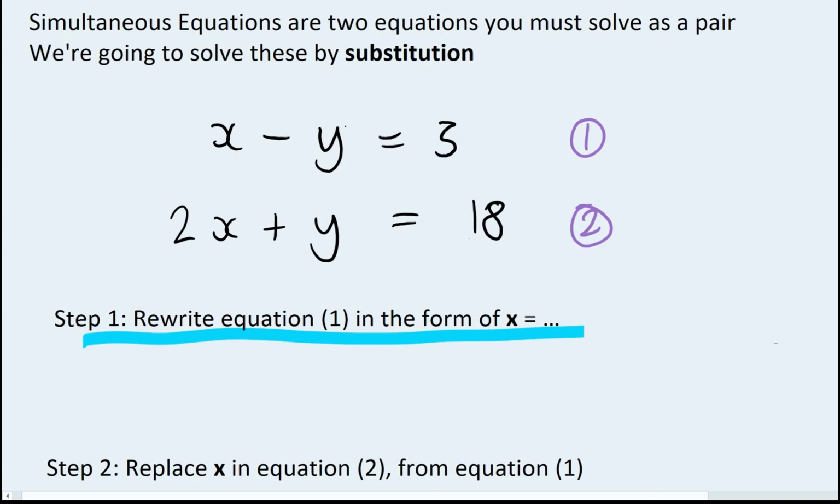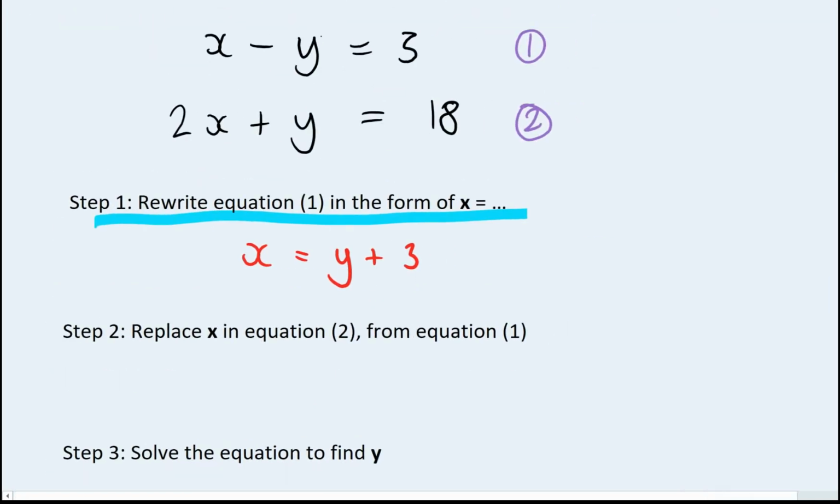So I want to get rid of minus y. The opposite of minus y is plus y. So here x equals y plus 3. Or you could have 3 plus y. But as a rule of thumb, you just want your letters first. It just makes maths a bit easier later on. So we know x equals y plus 3.